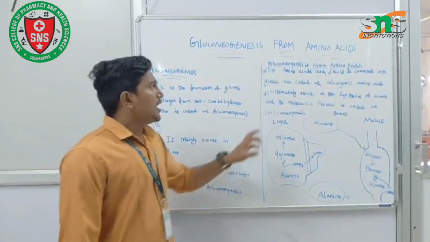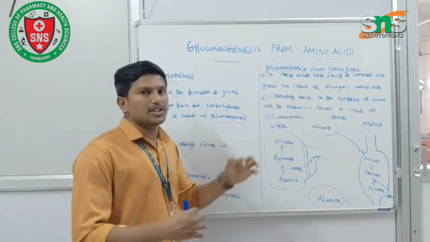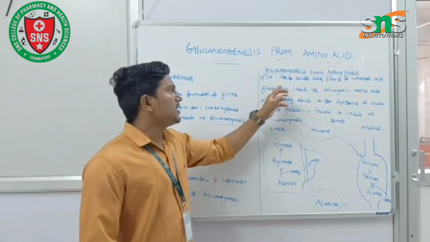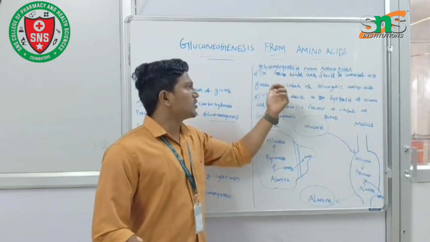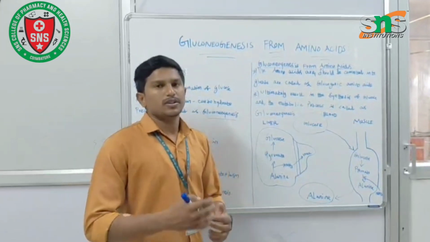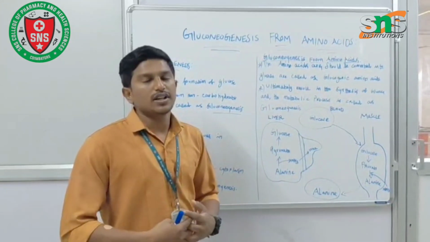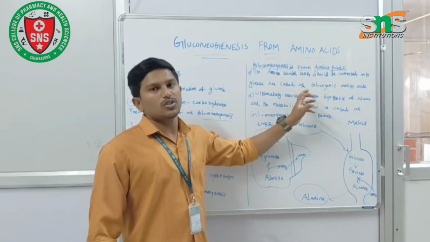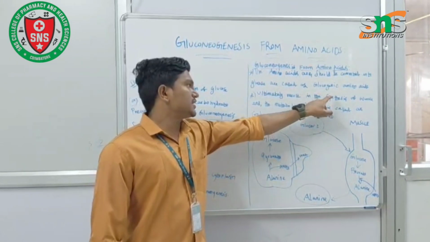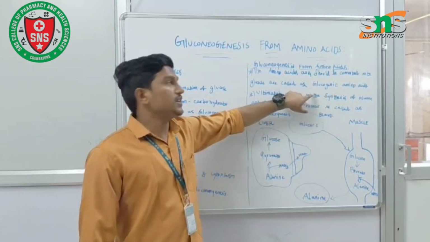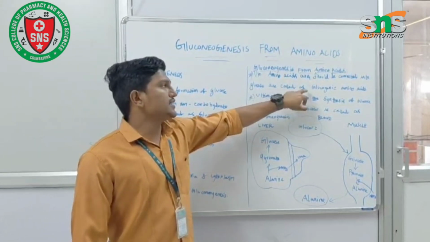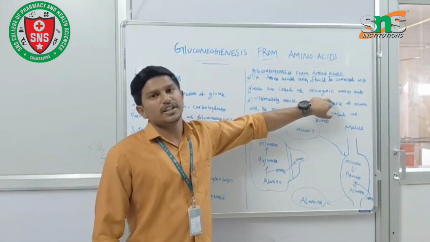Next we are going to the topic of gluconeogenesis from amino acids. First, the amino acids should be converted into glucose. Amino acids that can be converted into glucose are called glucogenic amino acids.